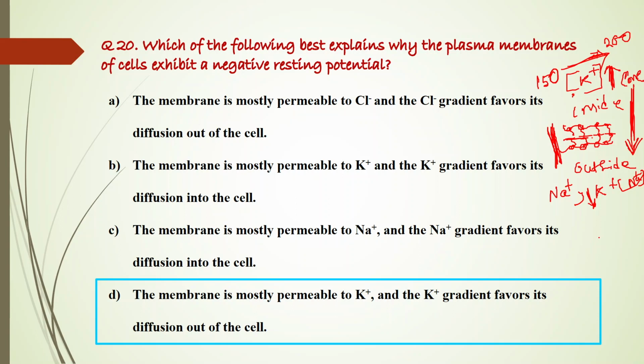So ultimately we came to the conclusion that to maintain the balance or resting potential, the membrane should be mostly permeable to K plus ion, and the K plus concentration gradient favors its diffusion out of the cell whenever it is required. Okay. So the correct option for question number 20 should be option number D. Okay.